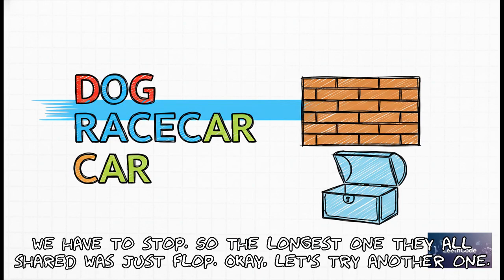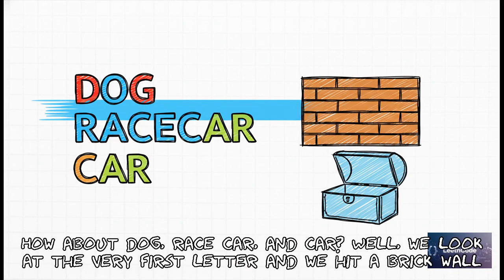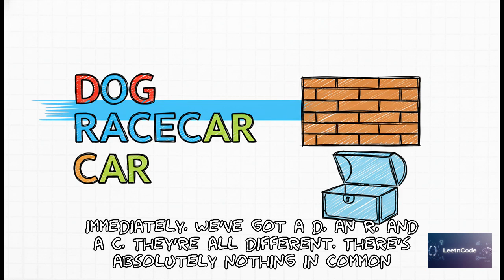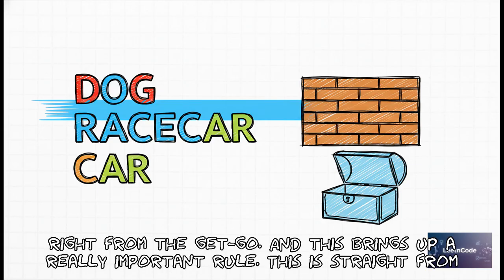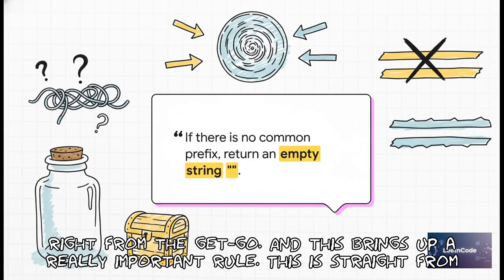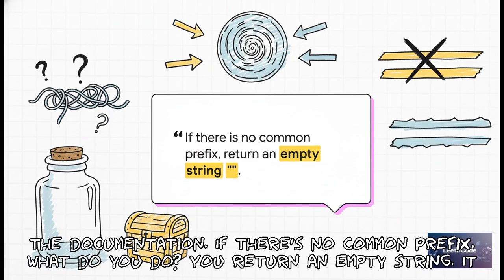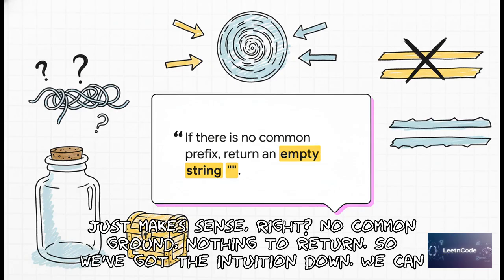Okay, let's try another one. How about dog, racecar, and car? Well, we look at the very first letter and we hit a brick wall immediately. We've got a D, an R, and a C. They're all different. There's absolutely nothing in common right from the get-go. And this brings up a really important rule. This is straight from the documentation. If there's no common prefix, what do you do? You return an empty string. It just makes sense, right? No common ground, nothing to return.